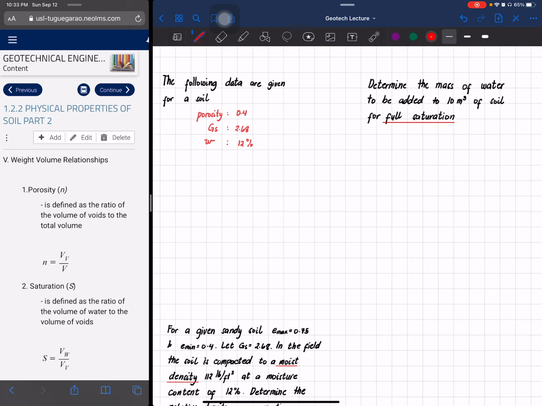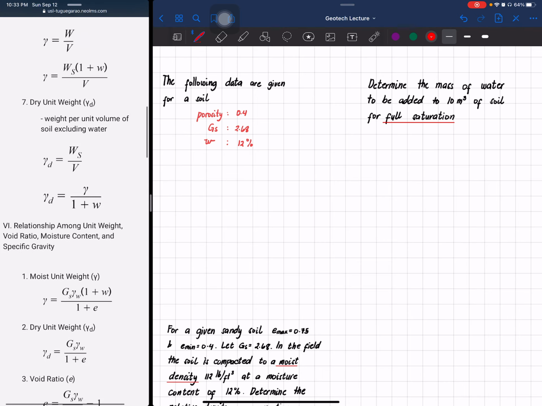For the density of the soil, the initial density of the soil, and then the saturated density of the soil. So when we say the initial density of the soil, that is the moist density. Okay, and then we'll solve as well for the saturated density of the soil. And then let's take the difference between that. Pwede na natin makuha yung change in density, and from that change in density, pwede natin makuha yung mass of water to be added to that 10 cubic meter of soil para ma-saturate siya.